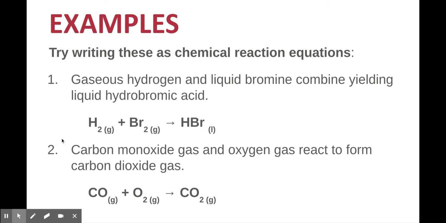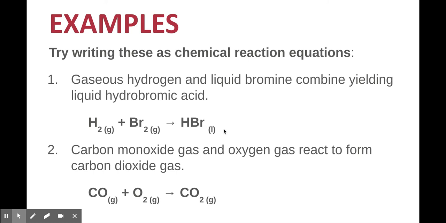So this is the chemical equation for hydrogen. Since we know it's a gas, we're going to put a little g in parentheses after it as a subscript, plus liquid bromine. So this is bromine. And sorry, I messed that up. That should be an L there, not a G. I apologize, that's my mistake. Those react to form hydrobromic acid, which is in a liquid state.